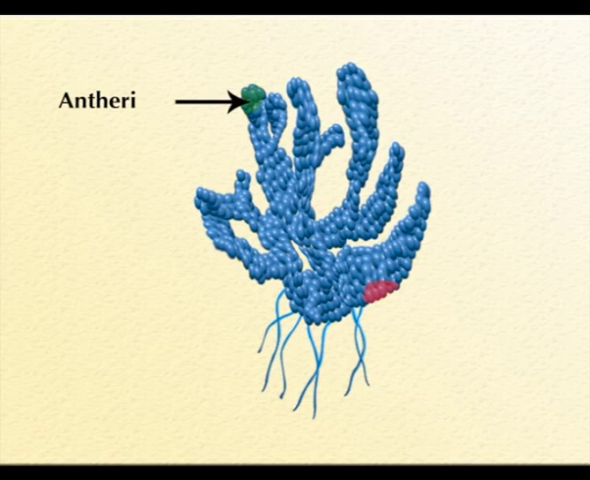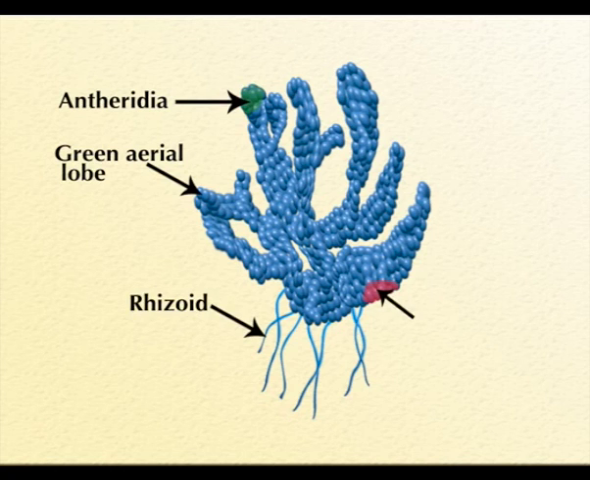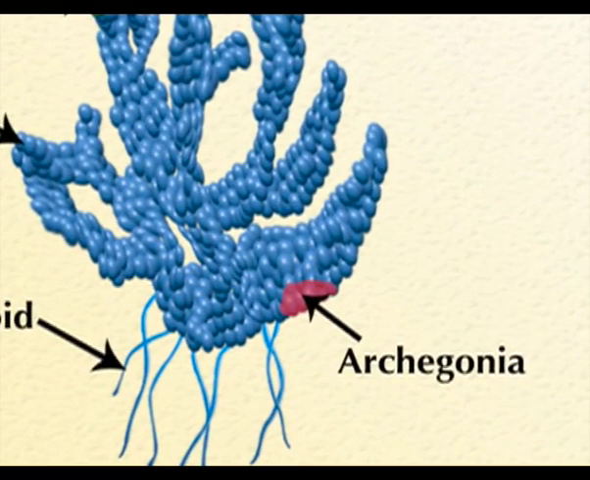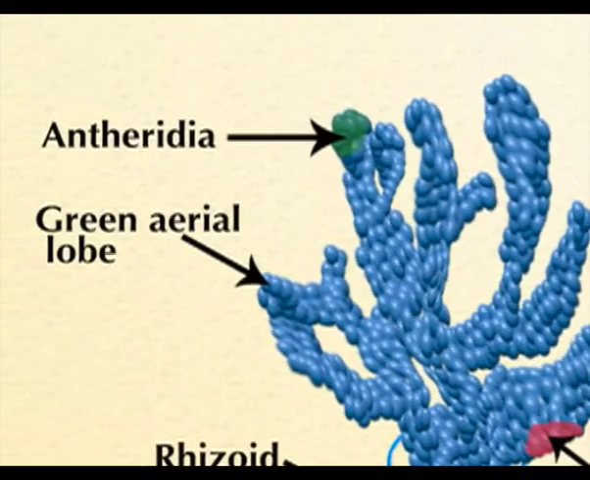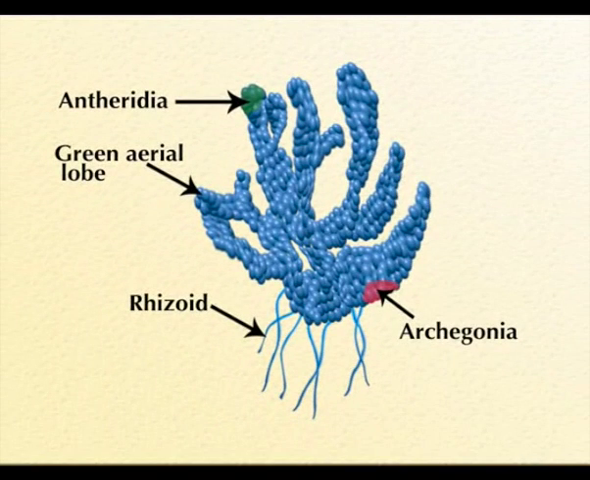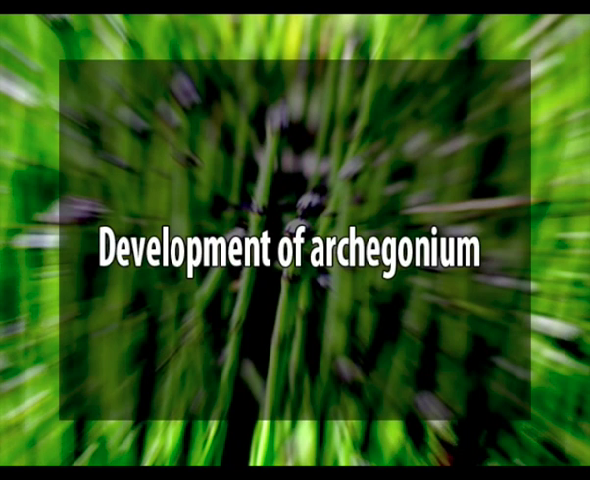Both antheridia and archegonia develop from the superficial meristematic cells of the prothallus. Archegonia are confined to the basal cushion region of the prothallus, and the antheridia on the lobes of the upright branch. Usually, archegonia develop before antheridia. The development of archegonia first.